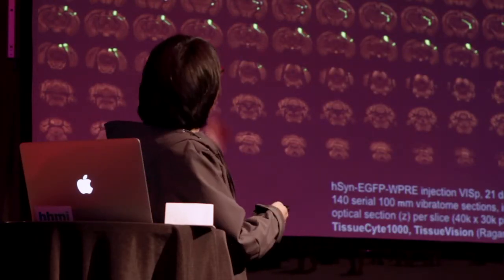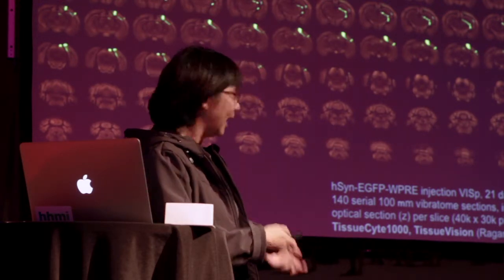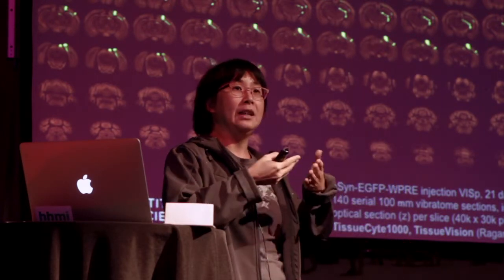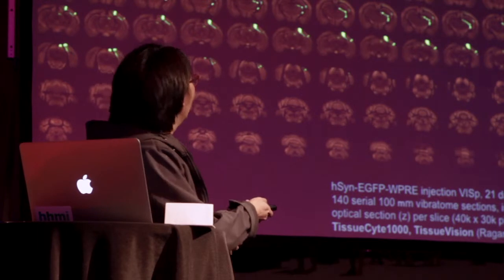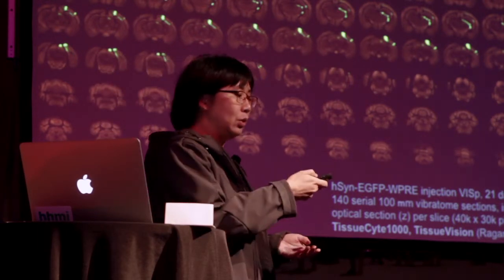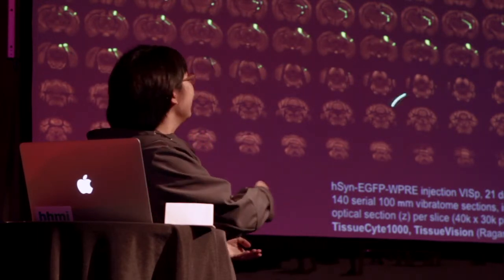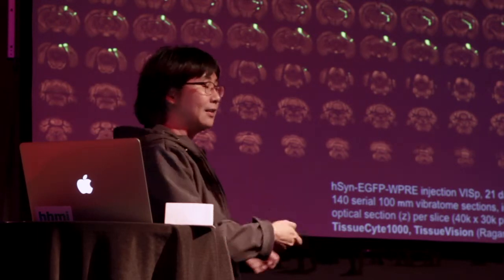So then for every single brain that we've done an injection, we end up with 140 coronal serial sections. Each section is 100 microns apart. And in one image, the pixel resolution is 0.35 microns. And you get an image that's approximately 40,000 by 30,000 pixels. So the whole scope of the project is to make 2,000 data sets that are just like this.